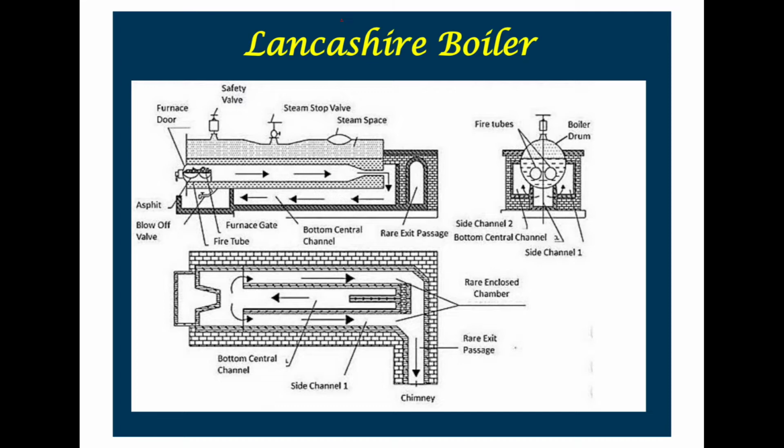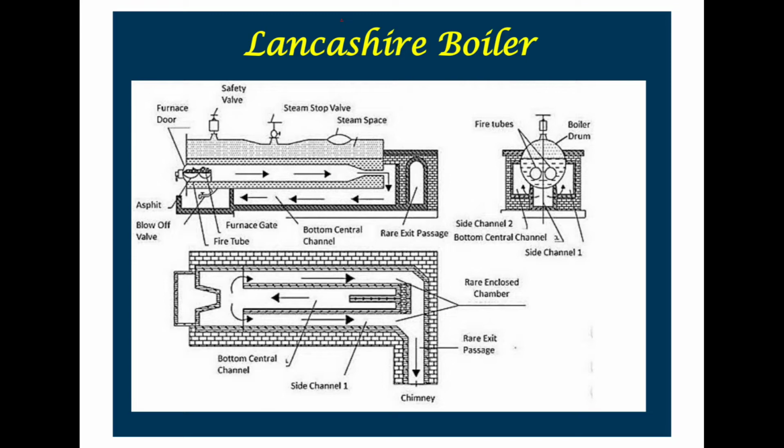In the middle portion of the boiler, you can see a furnace door. Through the door, the air is able to pass, and then the aspit, blow off valve, furnace gate, fire tube, and bottom central channel are also located at the bottom of the Lancashire boiler. The rear exit passage is also shown at the right hand side.